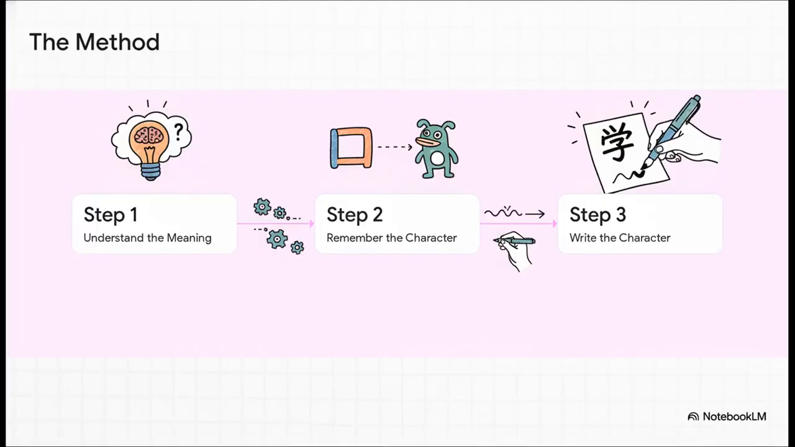Step 1 is simple. Understand the meaning of the word. Step 2 is where the fun starts. Remember the character by finding its building blocks and creating your own little story. And then, for step 3, when you actually need to write the character, you just have to recall that story you made up, and it'll tell you exactly which parts you need to draw.